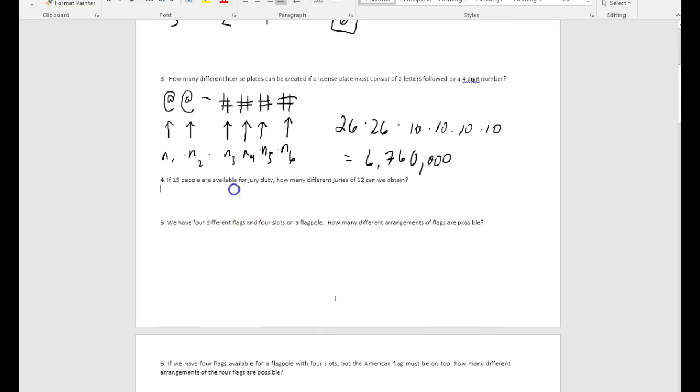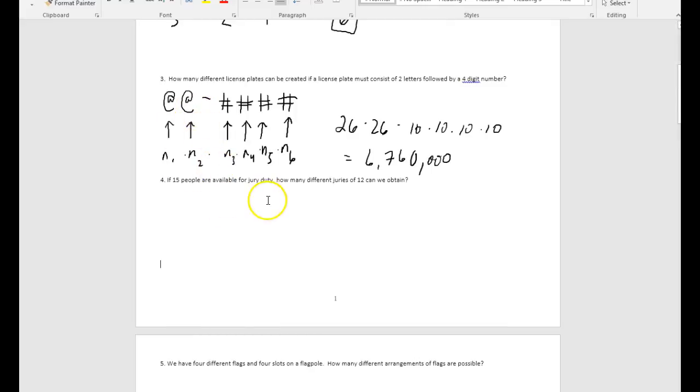On to number 4. If 15 people are available for jury duty, how many different juries of 12 can we obtain? Well, this is just going to be our combination formula. So 15 choose 12, which we know is 15 factorial over 12 factorial times (15 minus 12) factorial, which is 15 times 14 times 13.